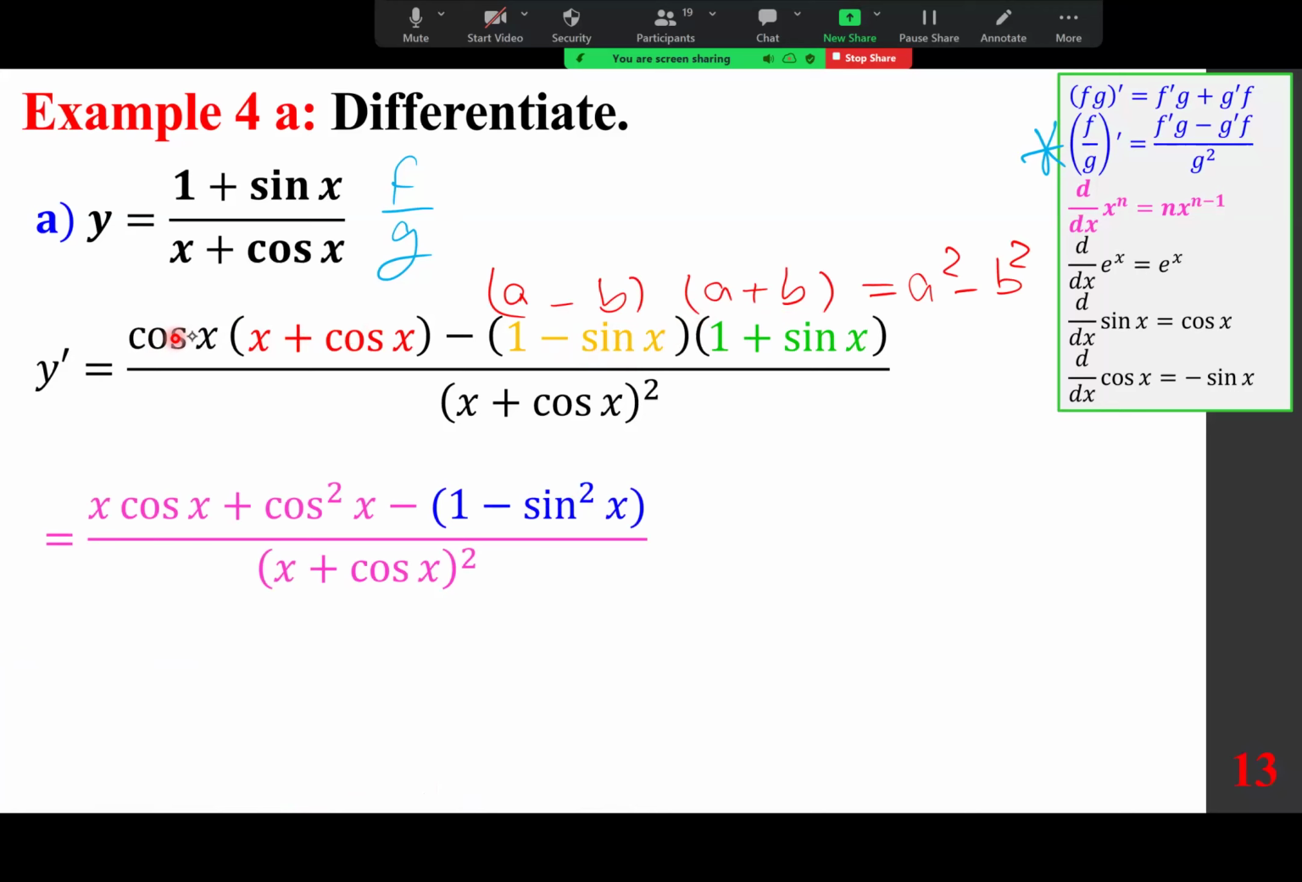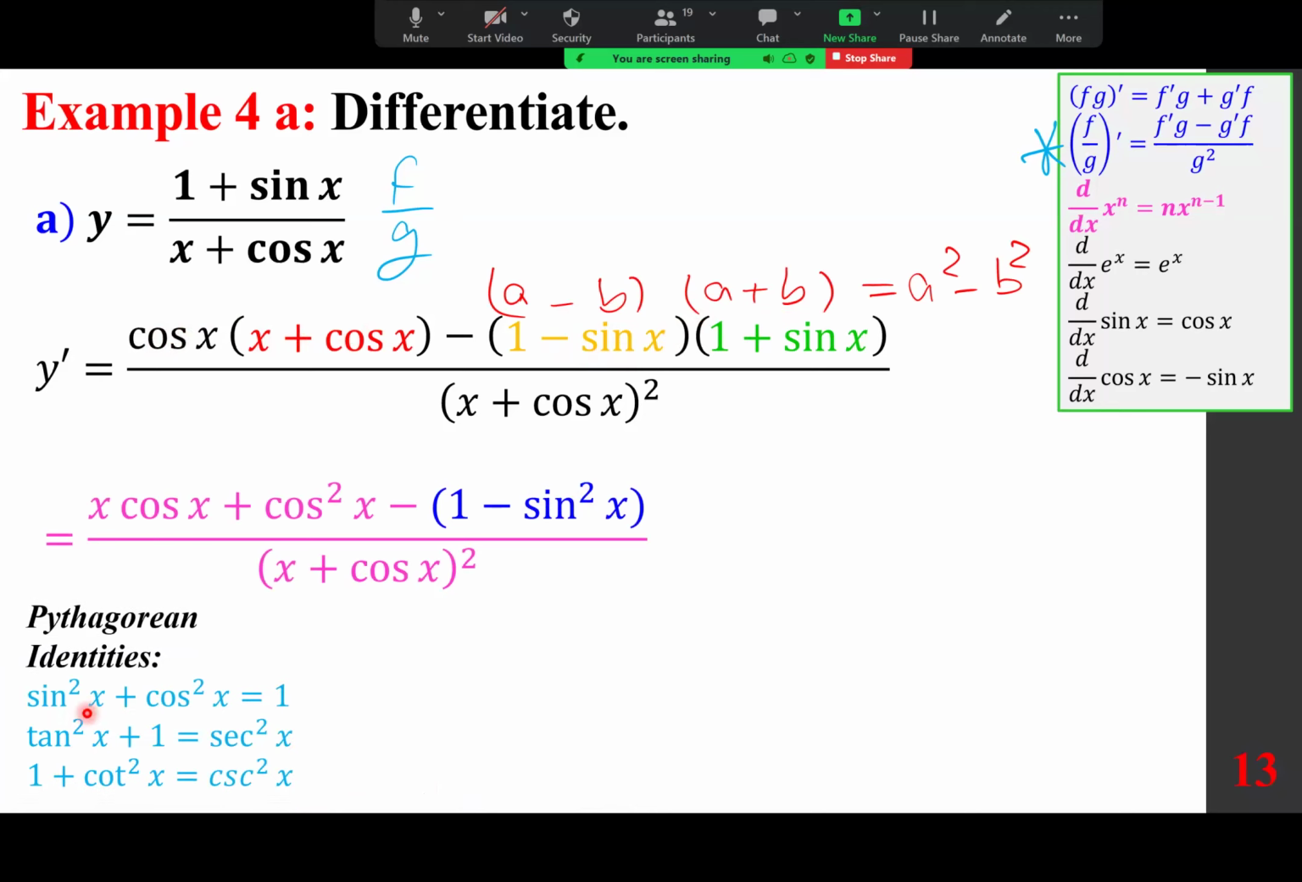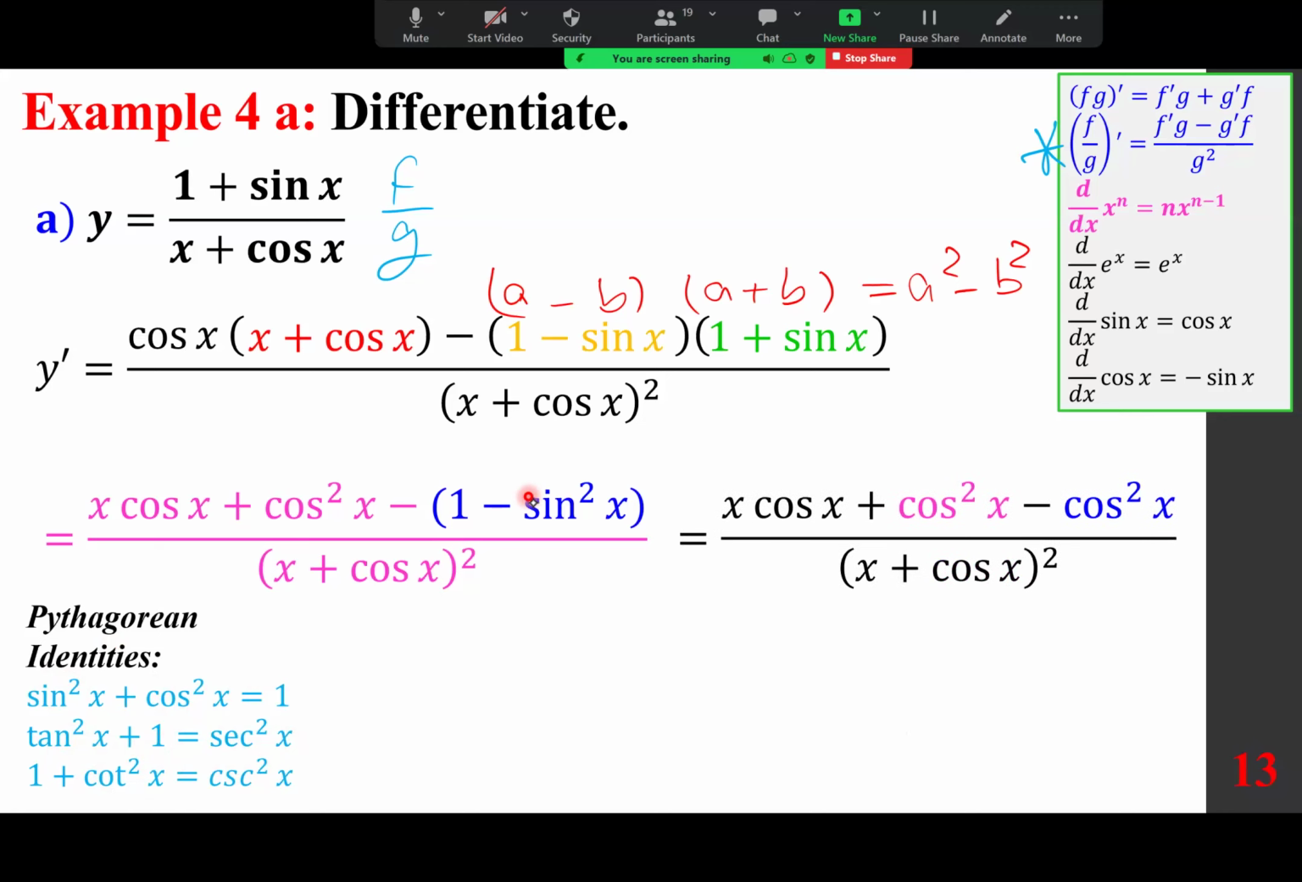Pythagorean identities in trigonometry: sine squared plus cosine squared equals 1. If you divide both sides by cosine squared, you get tan squared plus 1 equals secant squared. If you divide the first one, both sides by sine squared, you get 1 plus cotangent squared equals cosecant squared. You had seen this in trigonometry. If you haven't, now you have. And so if sine squared plus cosine squared is 1, then 1 minus sine squared must be cosine squared.